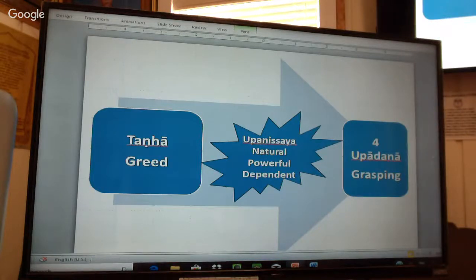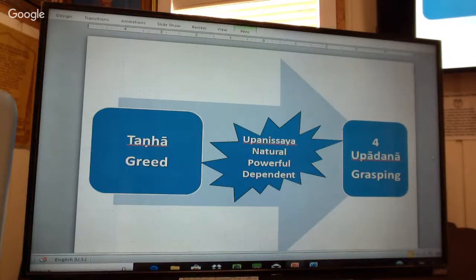One condition, very strongly natural, powerful, dependent condition, connects tanha and four upadana. Yeah, because of tanha, because we have tanha, greed, or craving.